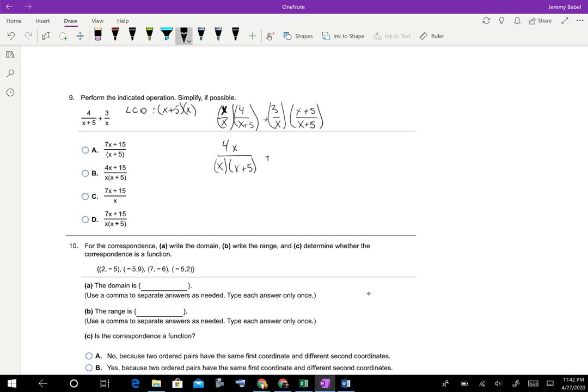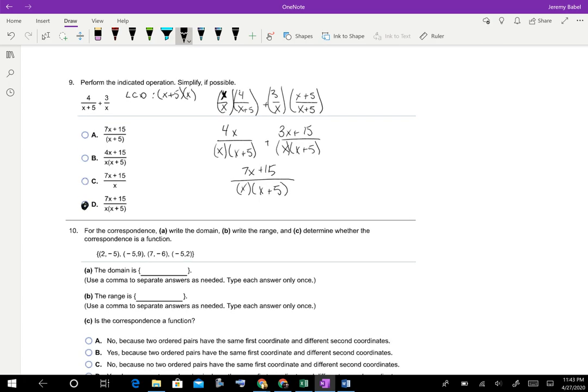3x plus 15 when we distribute that. Add that together, 4x plus 3x is 7x plus 15 over x times x plus 5. That's right there.